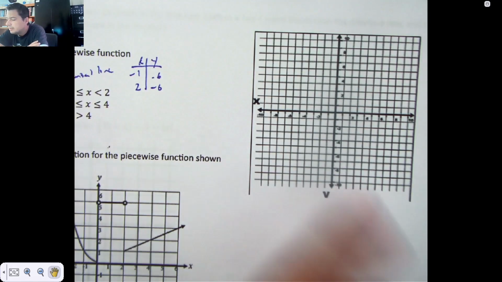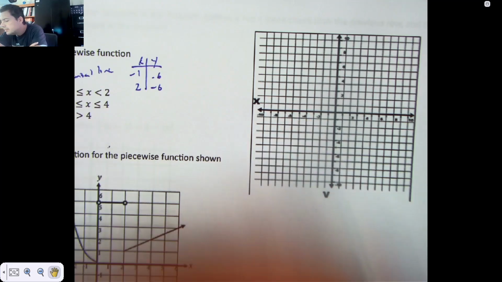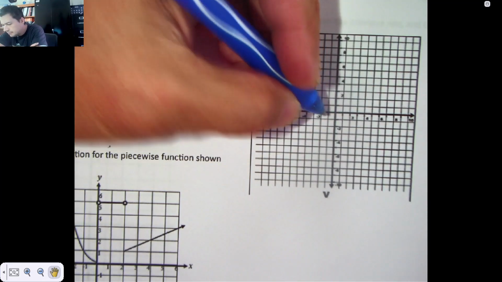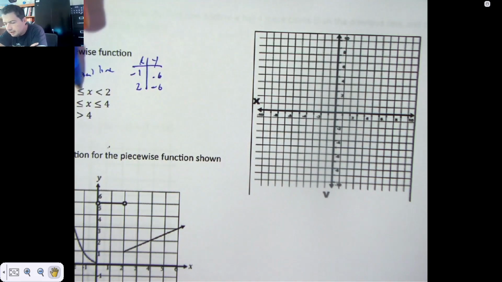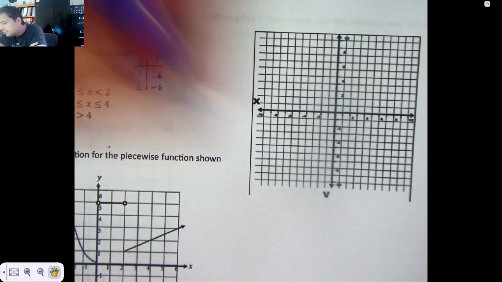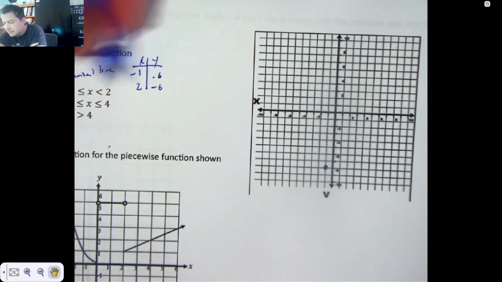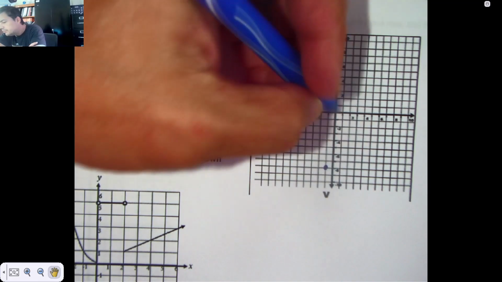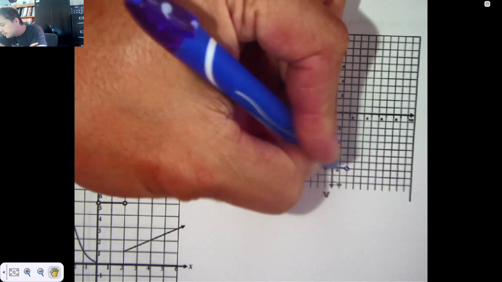Fix it. So I've got 2 points on my line, -1, -6. Should be about right here. And it is solid because, look at that inequality symbol. So -1, -6 would be right here. And then I've got this point 2, -6, and look at that symbolism. That's an open hole. So right 2, fall 6, open hole. And then I connect the dots, kids.